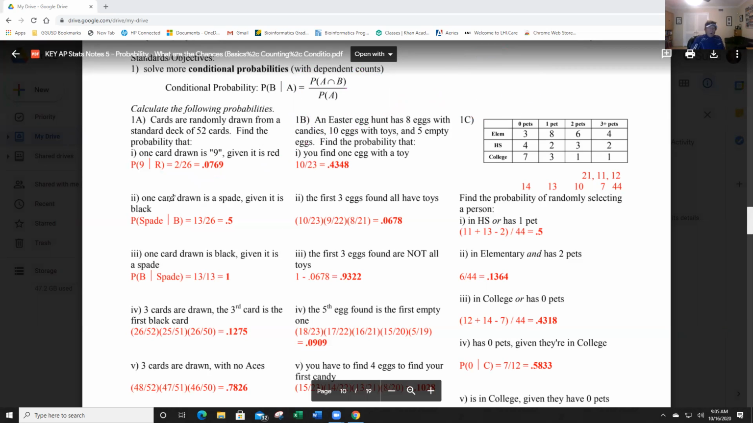All right, one card is a spade given it's black. This is how you write it out. Then, of course, there are 26 black cards and 13 of them are spades. Okay, one card is black given it's a spade. In this case, that's going to be all of them because every single spade is also black. Okay, let me slide this up just a little bit now.